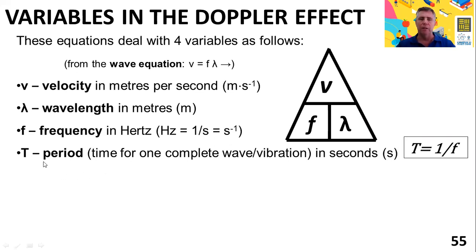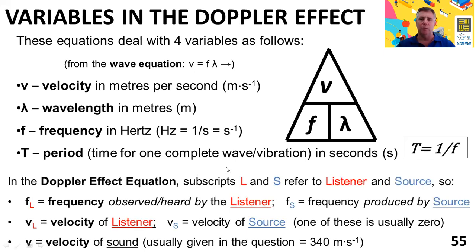Then finally, T is a measure of time, but specifically the time for one complete wave or vibration measured in seconds. And T is the inverse of f, so T equals 1 over f. Now for the Doppler effect, we use the subscripts L and S to refer to listener and source. The source is producing the sound. The listener is observing or hearing the sound. So f subscript L is the frequency observed or heard by the listener, whereas f subscript S is the frequency produced by the source. v subscript L is the velocity of the listener, v subscript S the velocity of the source.